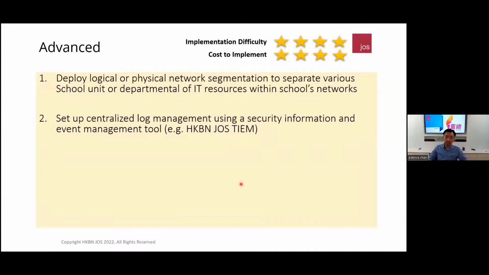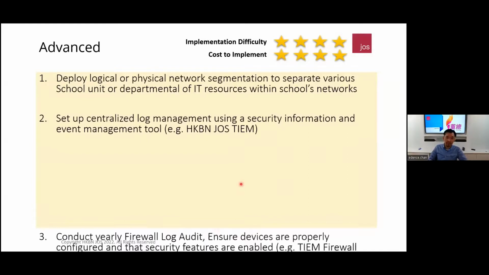Second is we should always set up a centralized log management system to capture the information about what is currently happening. So in this example, in case there is some suspicious activity currently happening in school, we can always play back the log to find out what is happening for us to do log forensics.